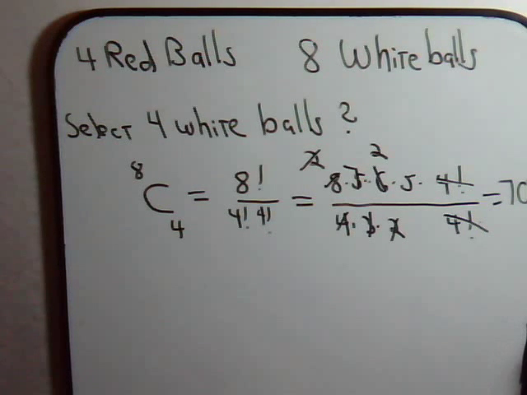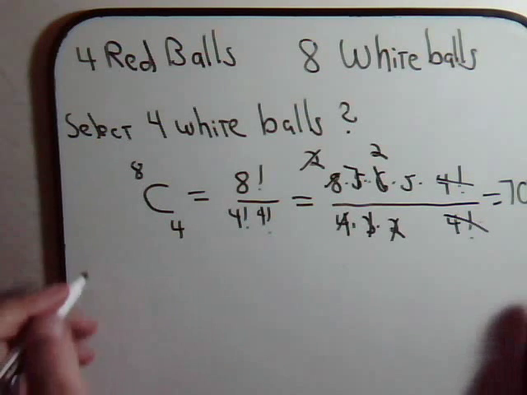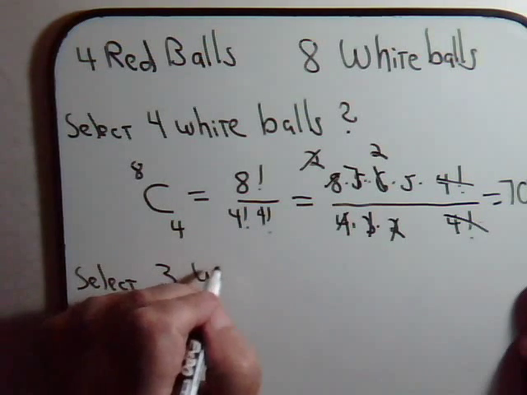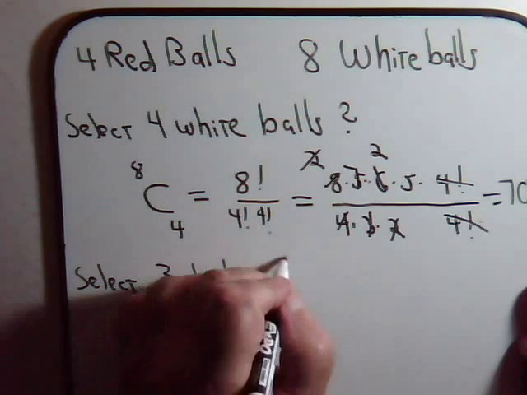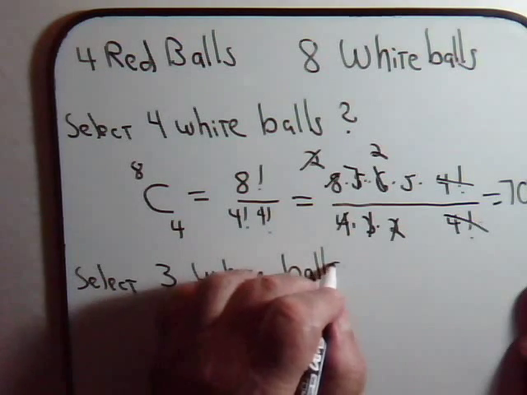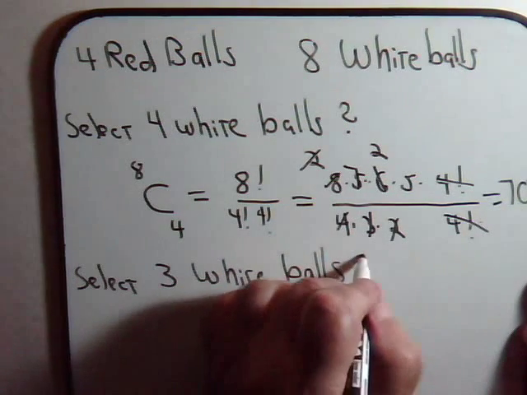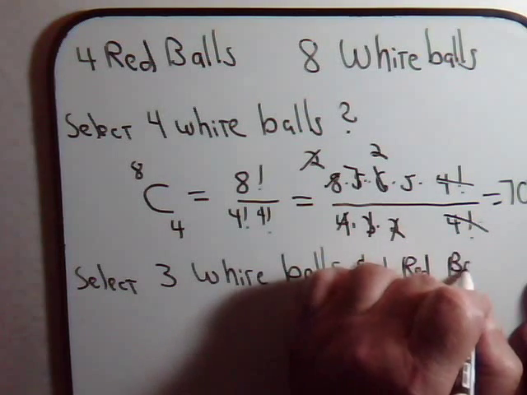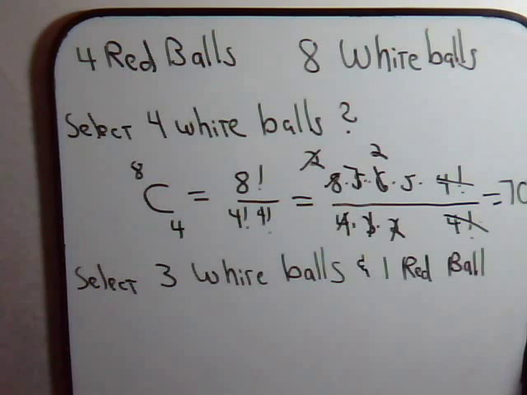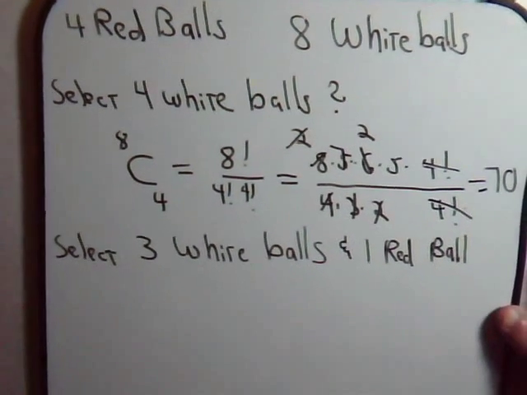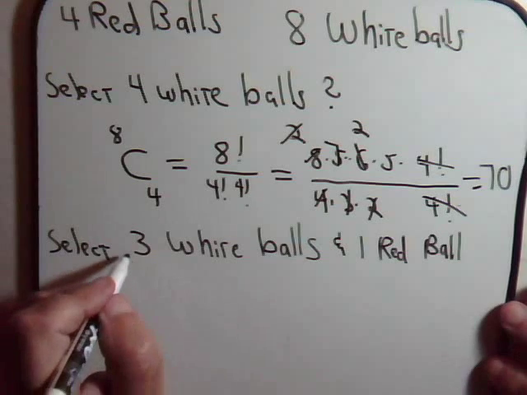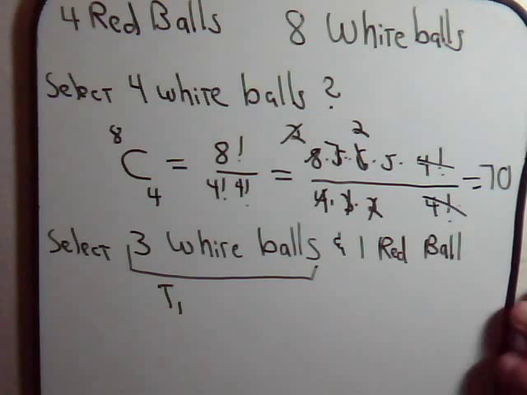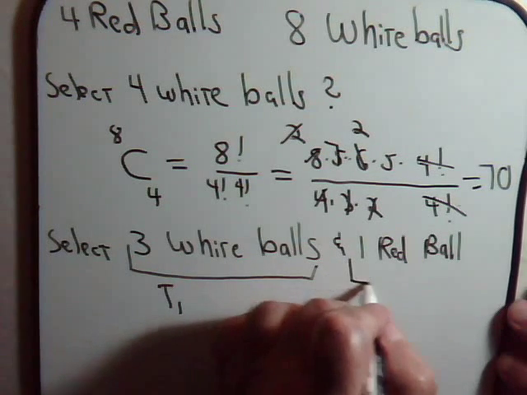Okay, well, let's say that you want to select 3 white balls and 1 red ball. How many different ways can we do this? So here we're going to select 3 white balls. That's task T1. We're going to select 1 red ball.